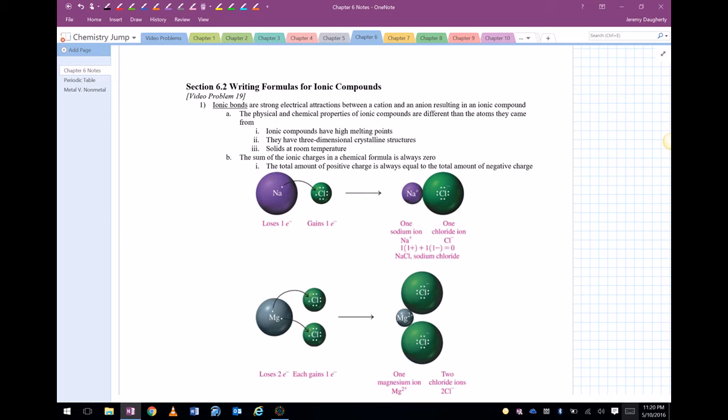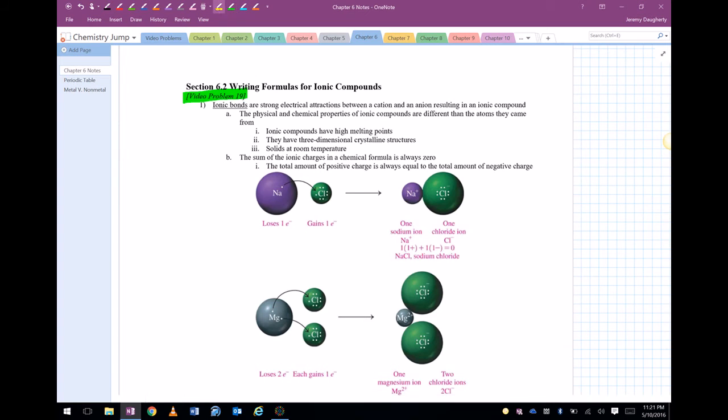Section 6.2, writing formulas for ionic compounds. After this video, make sure you go and watch video problem 19. That'll give you some more examples to look at. What we're going to be talking about here is when a cation and an anion get together.